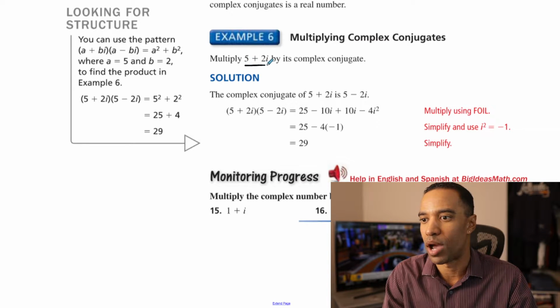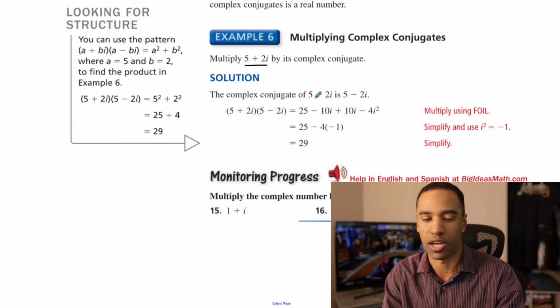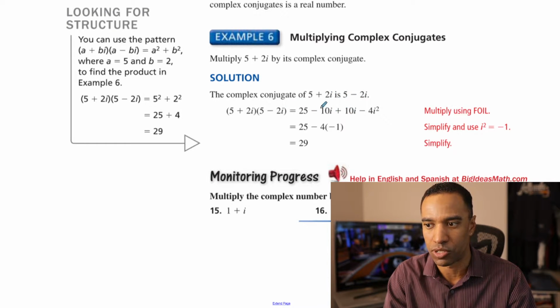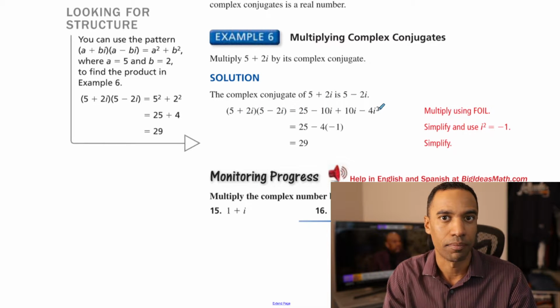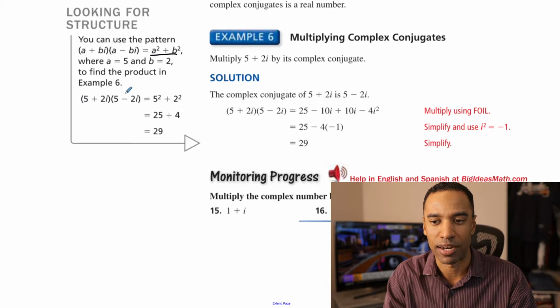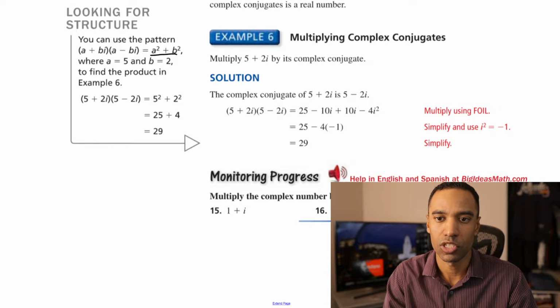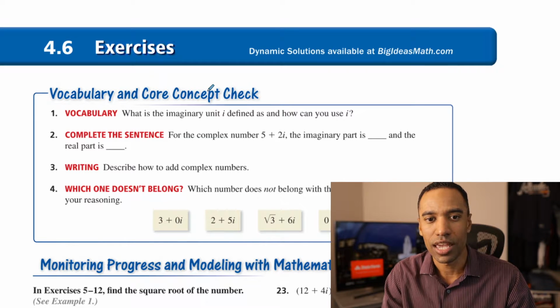Multiply 5 plus 2i by its complex conjugate. 5 plus 2i's complex conjugate is 5 minus 2i. So in multiplying those, the middle terms cancel, and you're left with 5 squared minus 4i squared. i squared is negative 1, so you get 25 plus 4, which is 29. I'm probably just going to go straight into it like this, because it's a squared plus b squared. 5 plus 2i times 5 minus 2i is 5 squared minus negative 4i squared, or 5 squared plus 2 squared. The i is gone because i squared is negative 1. Some examples are down below. Okay, and that is it for those parts.